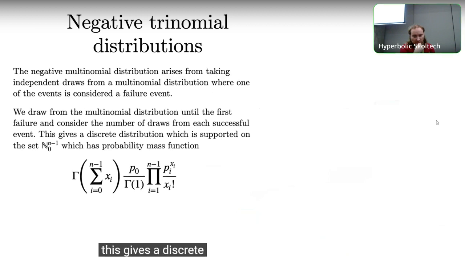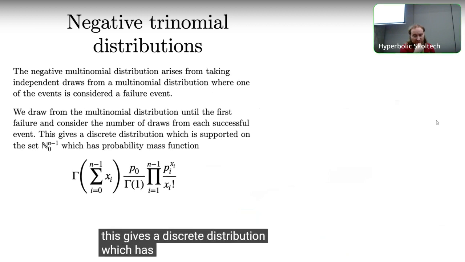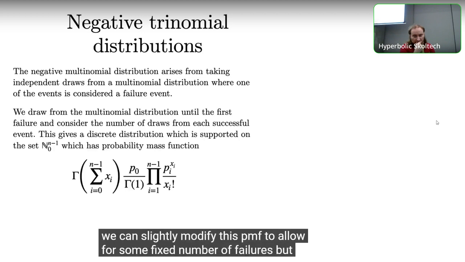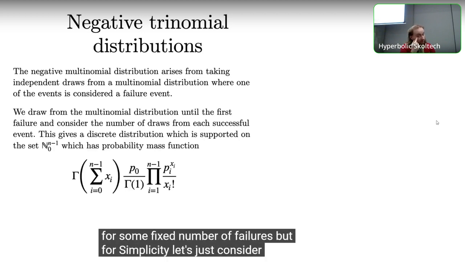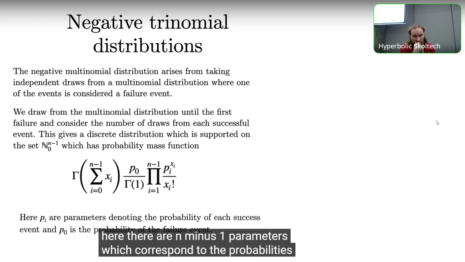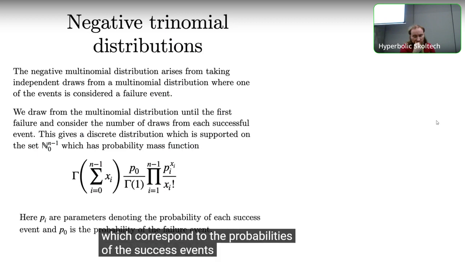This gives a discrete distribution which has the following probability estimate. We can slightly modify this schema to allow for some fixed number of failures. For simplicity, let's just consider one failure. Here, there are n minus 1 parameters, which correspond to the probabilities of the success events.